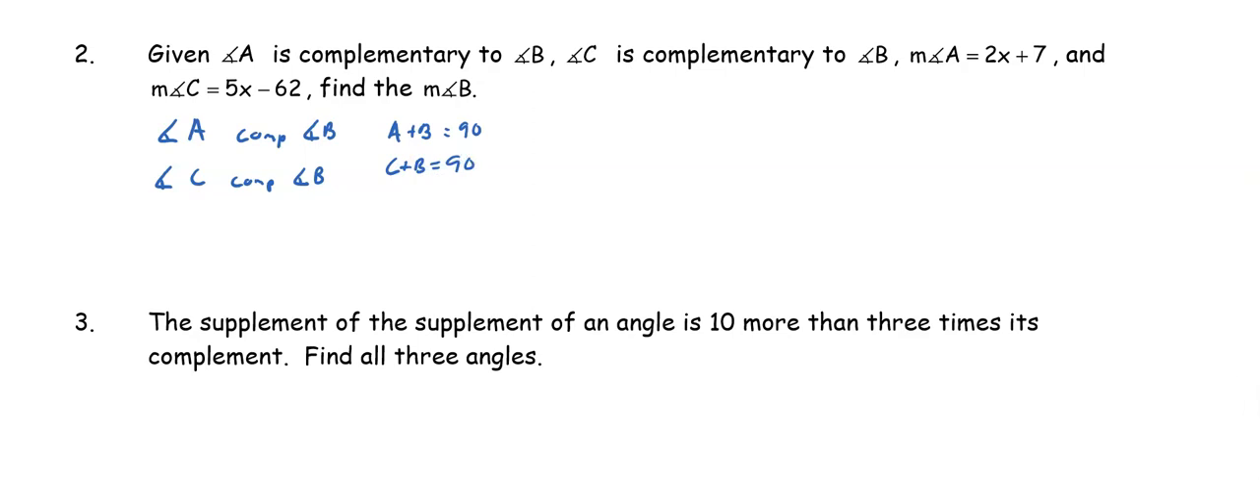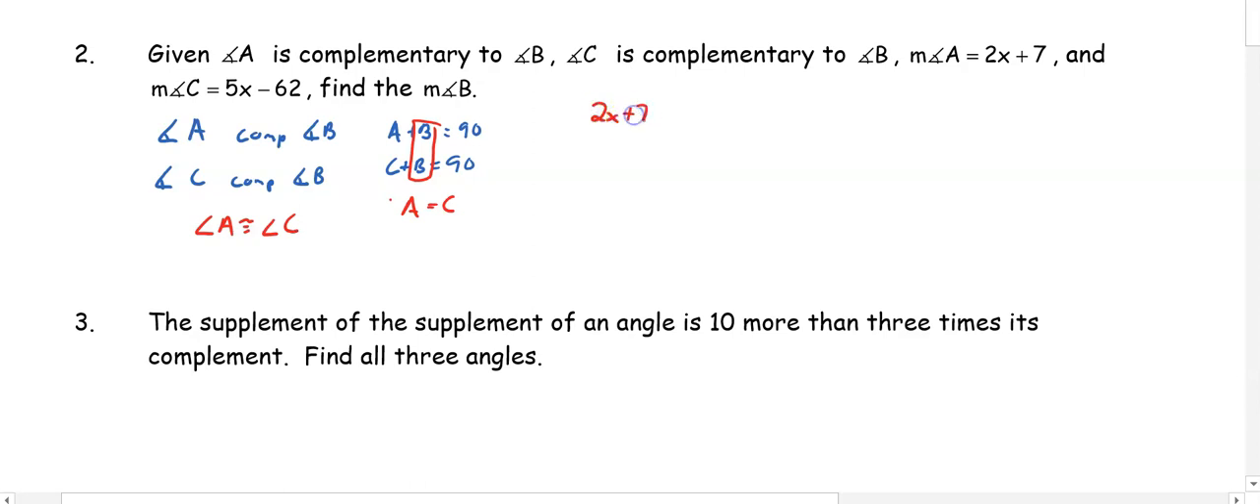because we're adding to the same angle of B, we now know that angle A has to be congruent to angle C. They have to have the same measure because when we're adding to that angle B, it has to equal 90 degrees. So we can use that to solve for x. So 2x plus 7 is equal to 5x minus 62. We get 3x is equal to 69, so x is equal to 23.